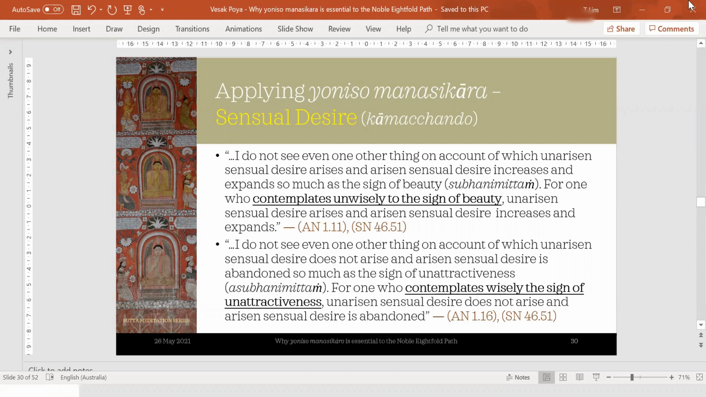For one who contemplates unwisely, ayoniso manasikara, the sign of beauty, unarisen sensual desire arises, and arisen sensual desire increases and expands. So really, this is essentially saying, if we take an object and we unwisely contemplate it, and all we look at is the beauty side, then that increases our wanting for it. And if it wasn't there before, then it will arise.